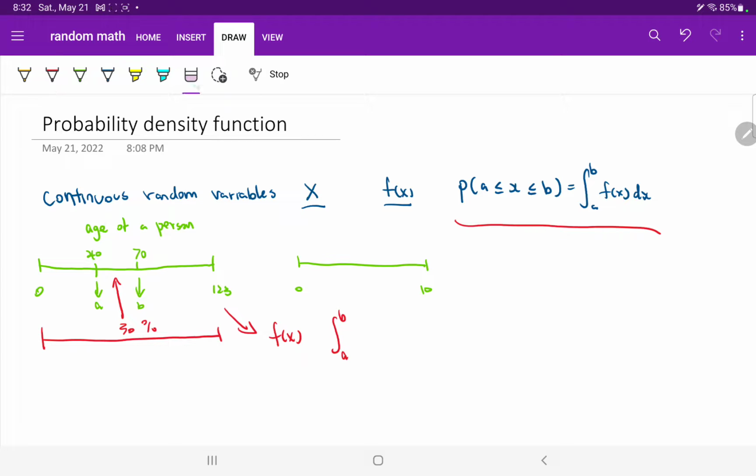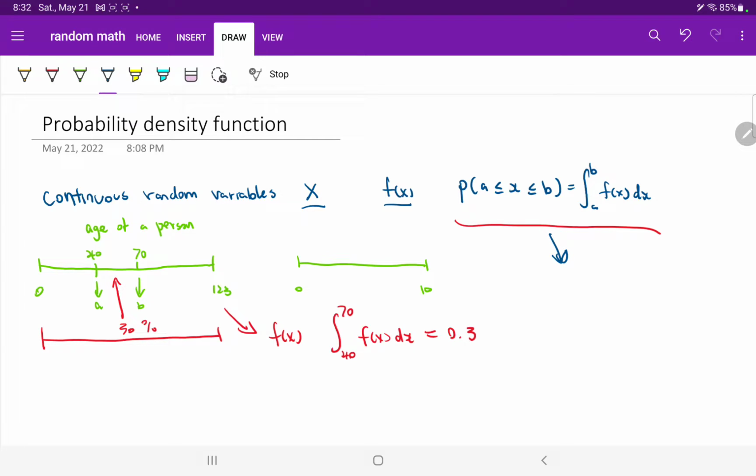Actually, let me erase that, I shouldn't write a and b. I should write 40. Let's say we integrate from 40 to 70 of f of x dx. This should give me 0.3, and that will be the probability that it lies between my chosen a and b values. So that's what the probability density function tells you. It helps you determine the probability that a continuous random variable lies between any two values a and b that you choose, which is represented over here.